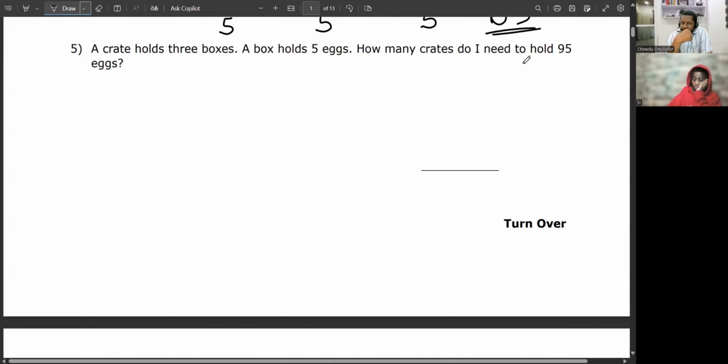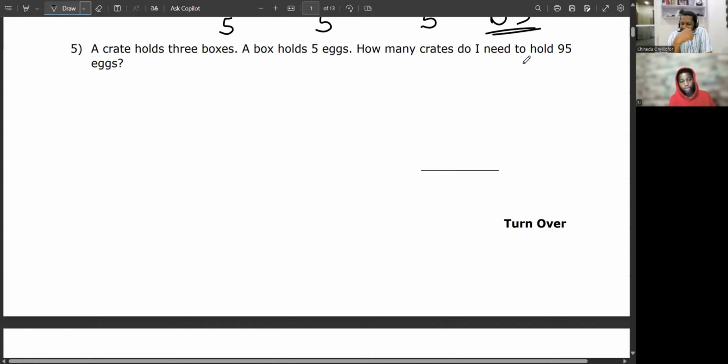What's your answer for number 5? 158 remainder 1. So how many crates do you need to hold 95 eggs? So what I did was that a box holds 95 eggs. So I times 95 times 5 first, which gave me 475.